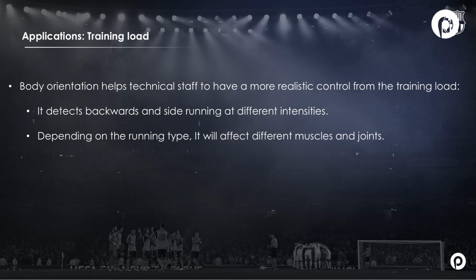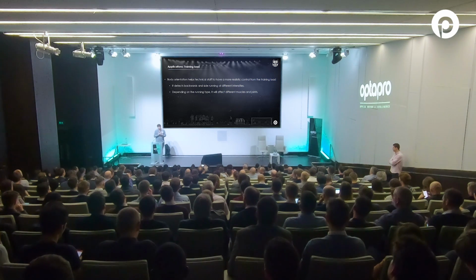So what applications can body orientation have? For example, in training sessions, you can compute the training load. If you have the orientation, you know if the player is moving forward, sideways, or backwards, and the articulations and muscles that are affected in this run are very different. So the orientation could improve the realism of the training loads.